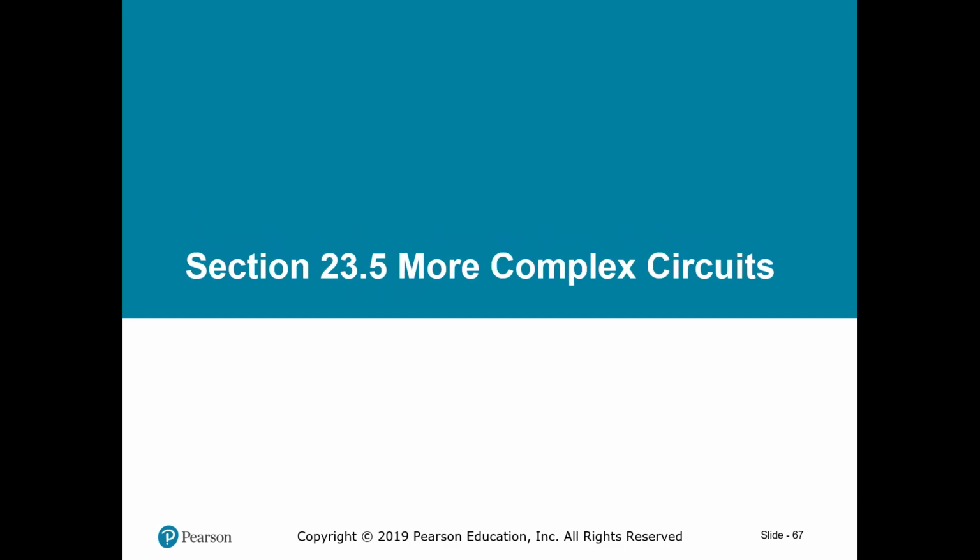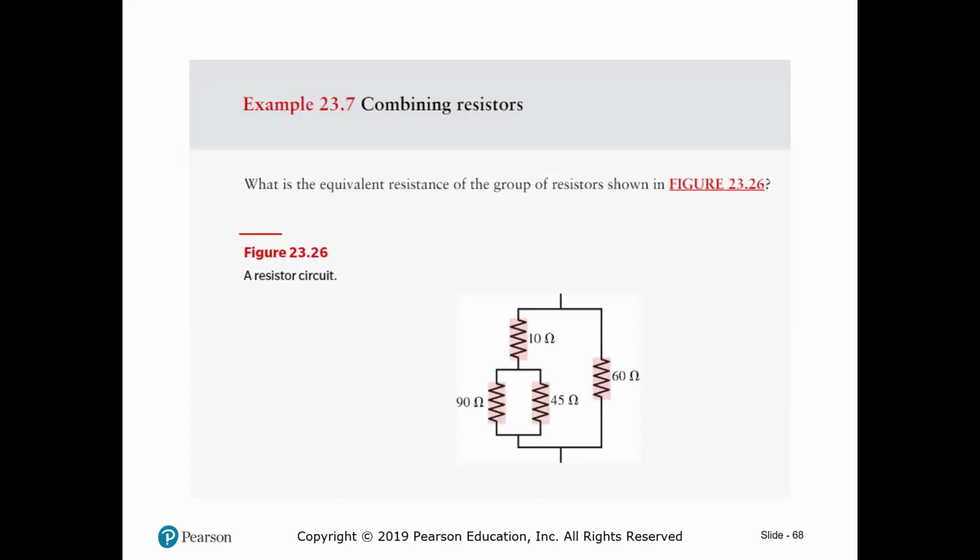And now I'm going to talk about more complex circuits. For example, we have this type of more complex circuit. Our goal is to simplify this circuit to a single resistor, which is the Req, to find the total current I. In order to do this, we have to simplify these two first. These are in parallel.